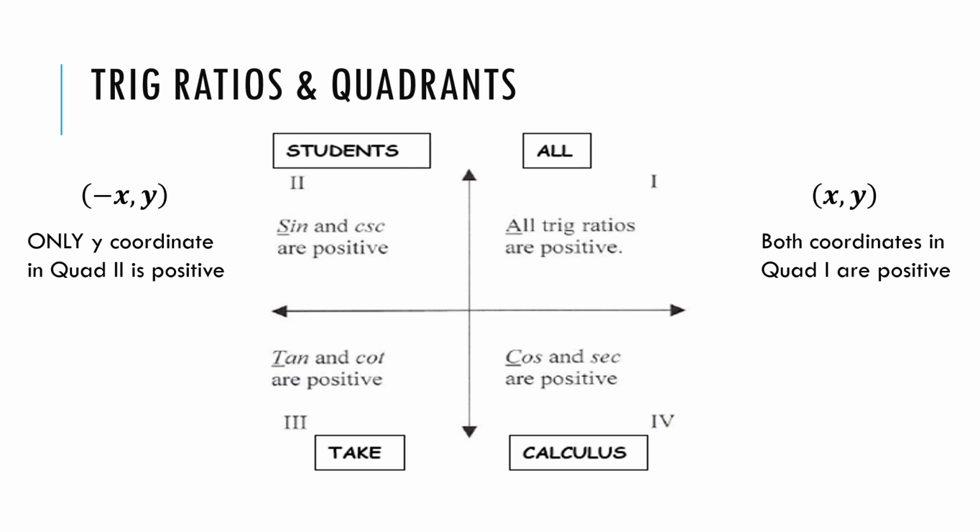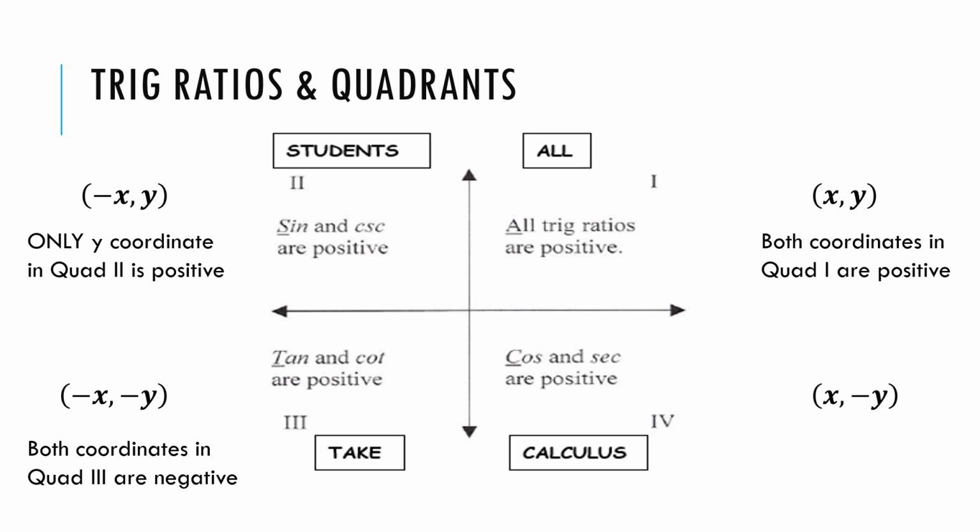In quadrant 3, to get there, we have a negative x and a negative y, so both x and y are negative, therefore tangent, negative y divided by negative x, will give us a positive value, and its reciprocal. And then in quadrant 4, we have an ordered pair x, negative y. So the x is what's positive, which is why cosine and its reciprocal secant are positive in that particular quadrant. So remember, it's all students take calculus.